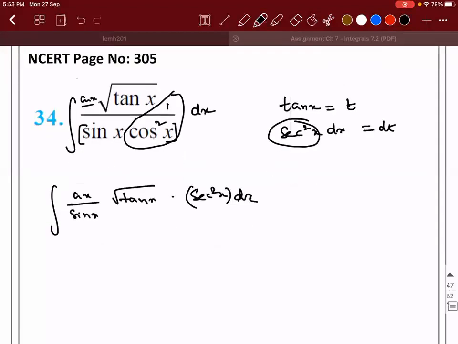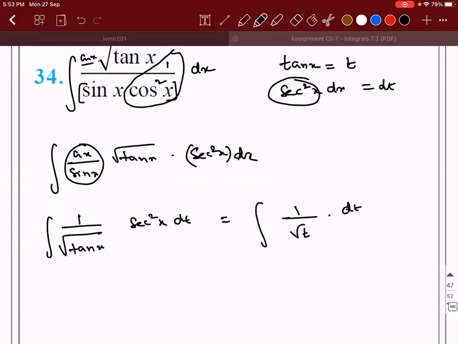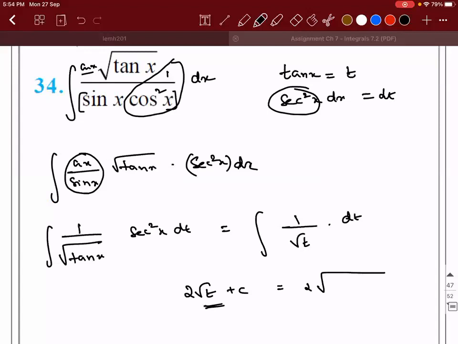So what is cos x divided by sin x? It is 1 by tan x. So root tan x divided by 1 by tan x is 1 by root of tan x into secant square x dx. This will be 1 by square root of t into dt. So this will be 2 root t plus c, which is 2 root of tan x plus c. I hope you understood.